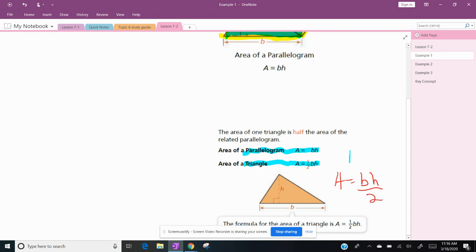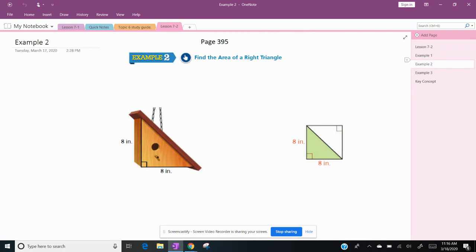All right, so let's look at example 2. Again, if you're in your book, this is now on page 395. If you see up top there, it says find the area of the right triangle. So for this right triangle, the height's not going through it because the base and the height already form a 90-degree angle. I'm going to let you pause the video for a second and see if you can figure out the area of that green triangle to the right.